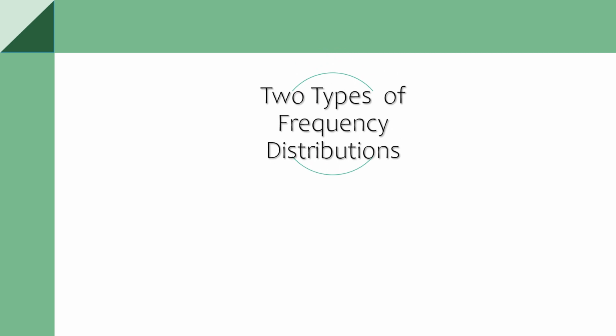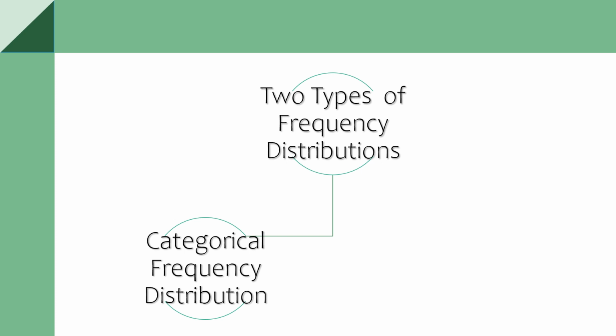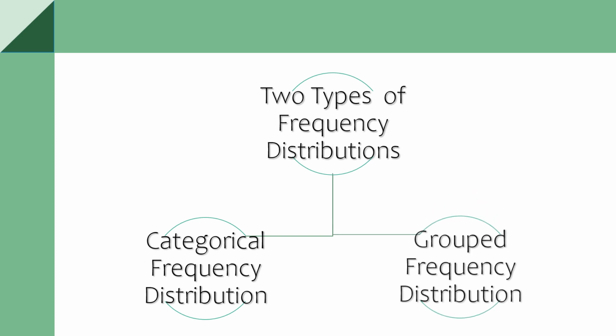So there are two types of frequency distribution tables. So number one is the categorical frequency distribution, and then the last one is the group frequency distribution. So ano ba yung pinagkaiba ng dalawa na ito at kailan natin gagamitin si categorical frequency distribution at si group frequency distribution?